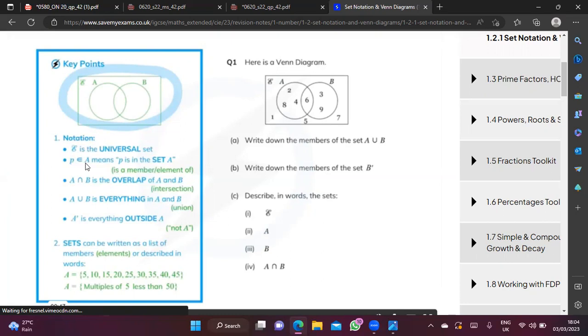That's a universal set. Okay. P, and then you go E, is equivalent to set, yeah? So P in the set of A. Another way of saying it is member or element of. So that's why they use E as well. E stands for element. So P, element of A. Another notation is the one that looks like an N here. I'm sure everybody knows this, yeah? So this is overlap. So it is A overlap with B, or we can call it intersection.